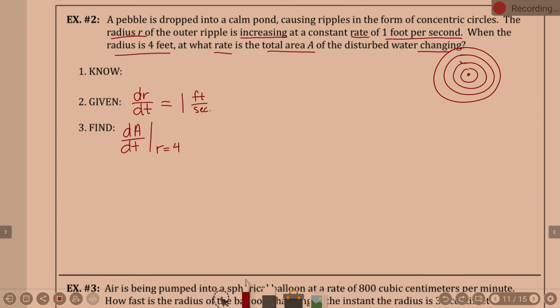We were given the change in the radius is 1. Think formula here. What's going to be our formula that connects these variables and has to do with the problem? What's your formula? Area of the circle. We're talking about the radius and the area of the circle changing. So what is the area of a circle? Pi r squared. So that's what we know.